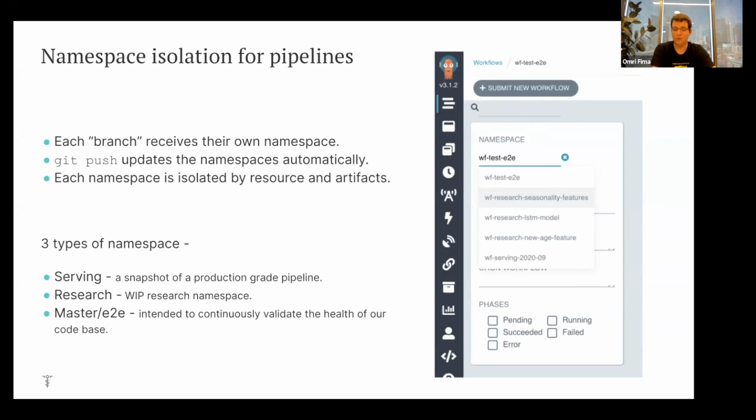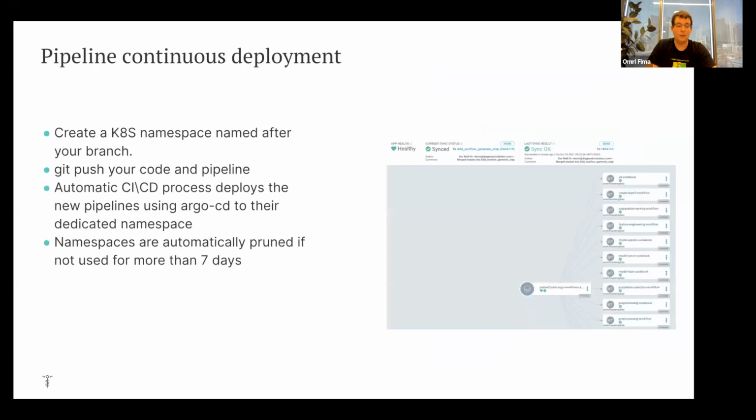And then if I'm working on an experimental branch, I can make sure that all of the pipelines that I need to work with are already there waiting for me and are deployed automatically. If I'm working on a production branch, I know that my pipelines are isolated from any other experimental branches that might be there. Our pipeline is working on Argo CD, and it's a pretty much standard CI/CD process that allows us to deploy all of our pipelines just as Kubernetes code.